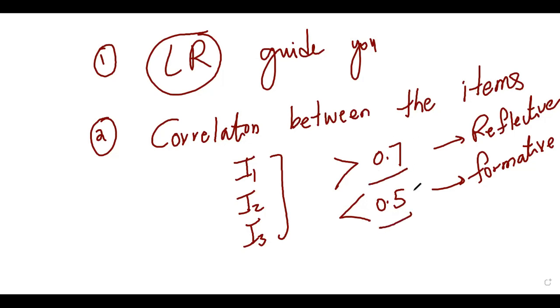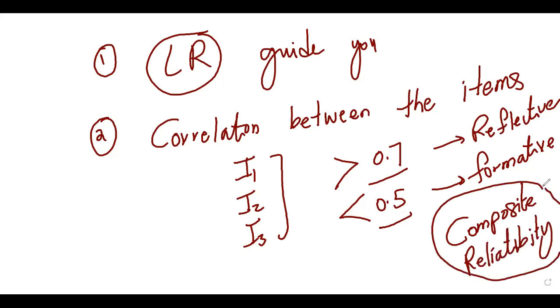This average correlation is basically denoted by composite reliability, and I will tell you how to measure the composite reliability of the construct. Composite reliability is one of the important criteria to decide whether the construct is formative or reflective. Otherwise, by the theory, by the literature, you can identify whether the construct is formative or reflective. So I hope it is clear now.